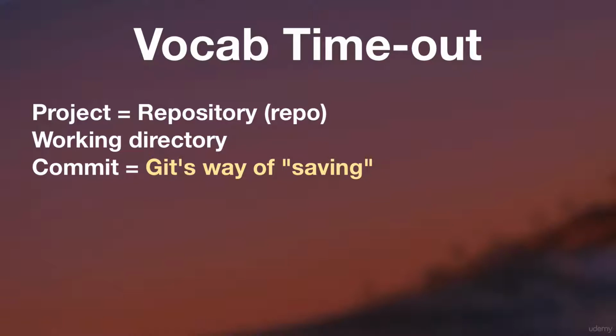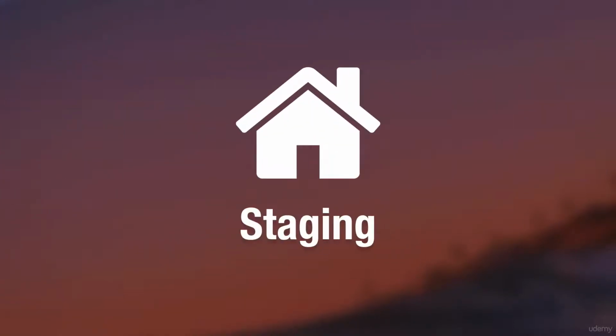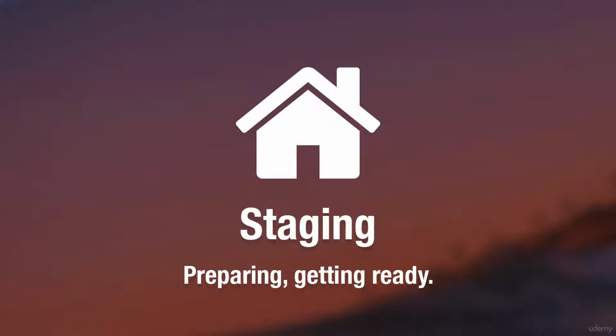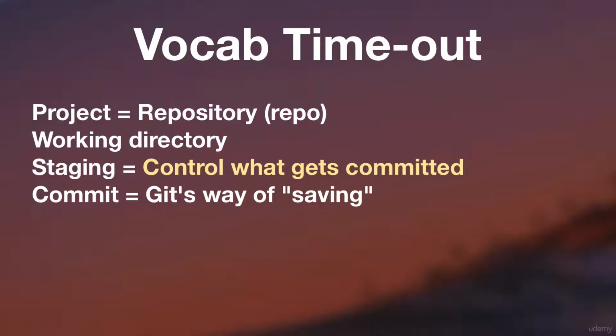Now, we will commit our changes in just a moment, but first, there's one last term we need to learn about, and that term is staging. In Git, before we are allowed to commit changes, we first have to stage our changes. So what does that mean? Well, I like to think of real estate. Sometimes before you can sell a home, you first have to stage the home. Staging just means getting something ready or preparing something. Now in Git, staging is our chance to have fine-grained control on what we are committing.